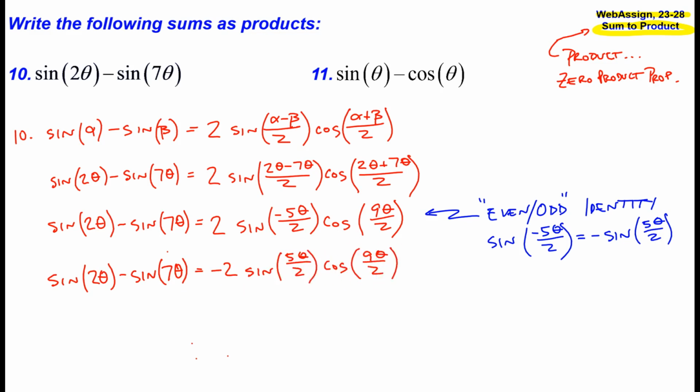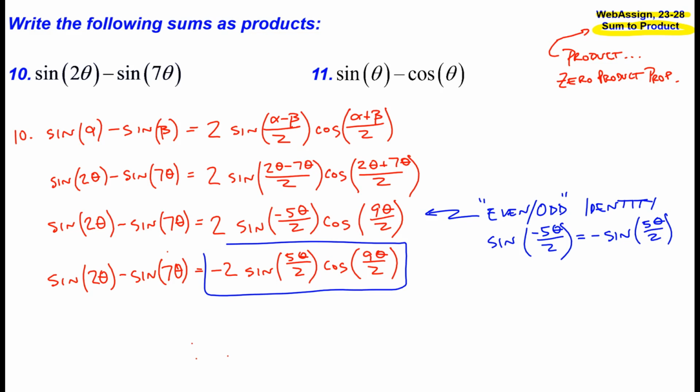And there you have it, folks. We have simplified the difference sine 2 theta minus sine 7 theta into a product. And again, I want to remind you that when we get to solving equations involving these types of trig functions, this is going to come in handy using the zero product property, because once I have a product and I know that it equals 0, I can set either term equal to 0 and find out a solution to that equation. All right, let's move on to number 11 here.